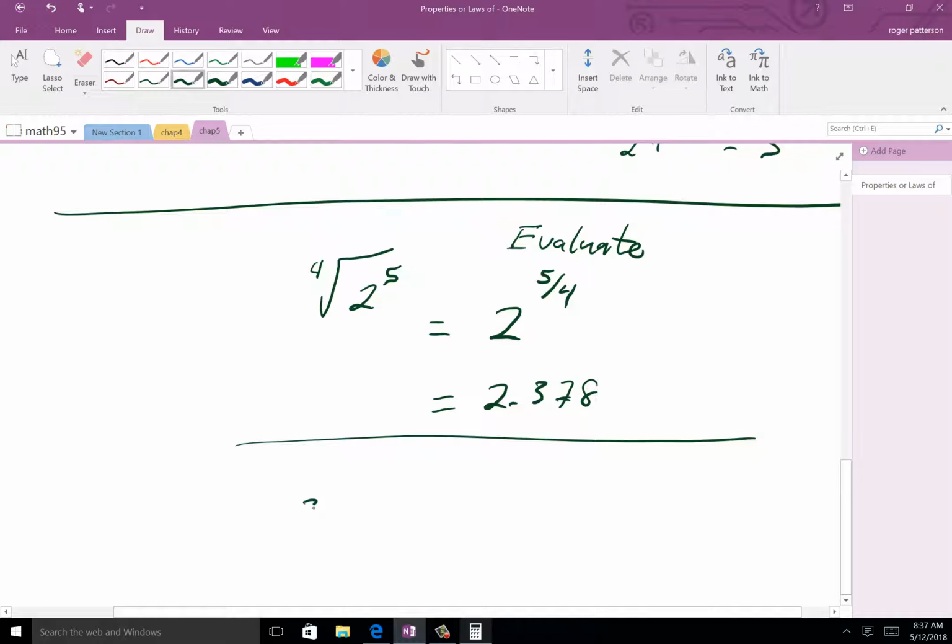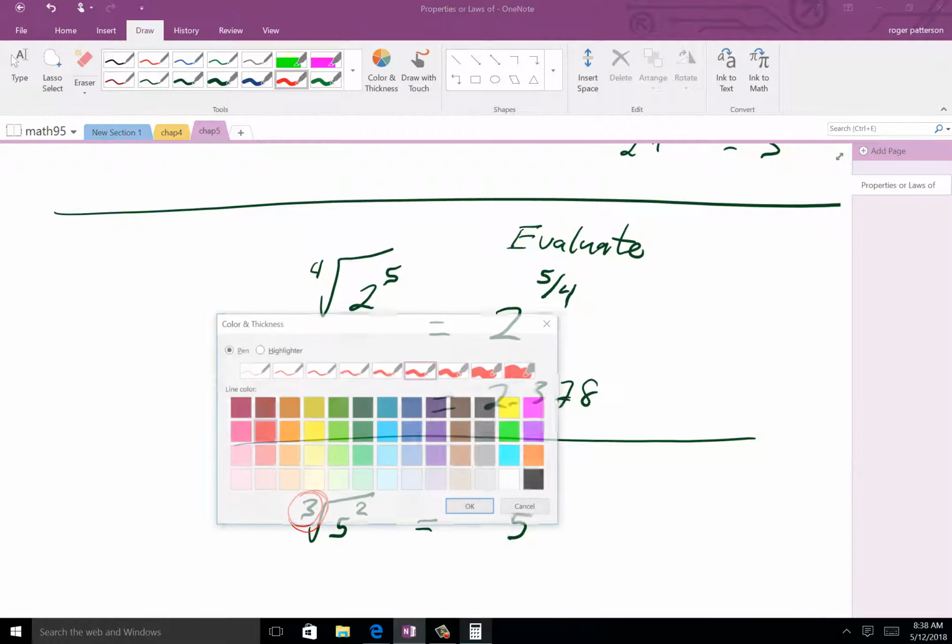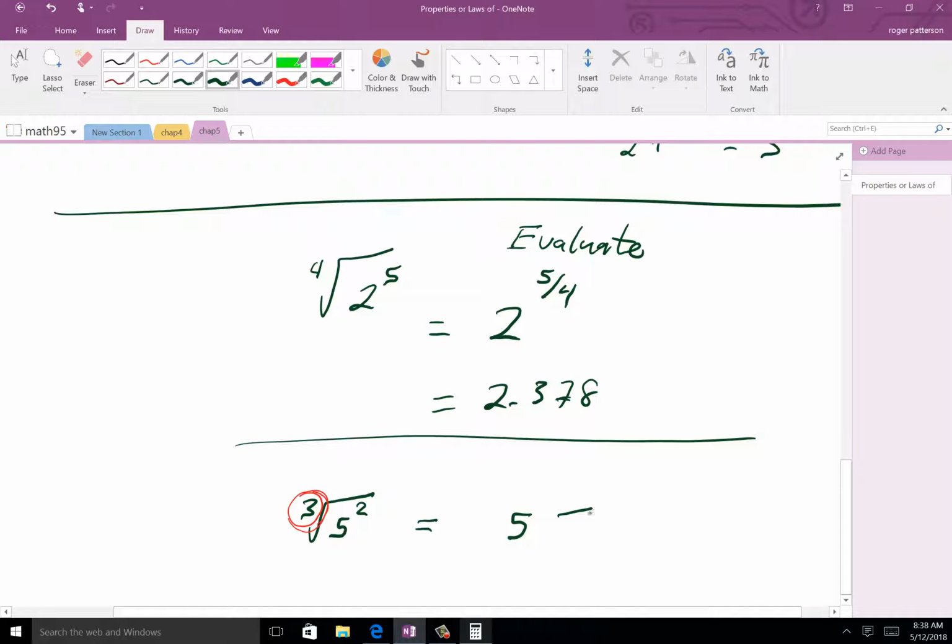So we can try another one here. Let's go with the cube root of 5 to the 2nd. We're just evaluating, using our calculator. 5 to what power would this be? What's the root? That's my root, so that's going to be the bottom part, and then 2. So whatever the root is, that's going to be the bottom part of the fraction.